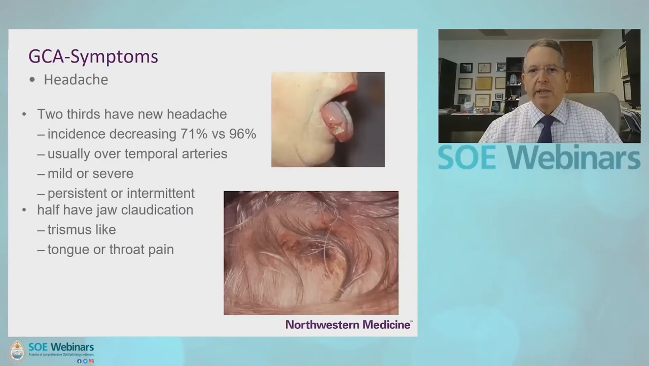Symptoms, of course, headache. Headache is an unusual symptom in an elderly patient that doesn't have headaches. So as soon as you elicit a history of headache, you have to consider temporal arteritis. Two-thirds of the patients have new headaches, but actually, because of our diagnostic threshold and our sensitivity to this condition and its unusual presentations, the actual prevalence of headaches is decreasing because people are recognizing the disorder under other circumstances. Usually the pain is in the scalp and over the temporal arteries, and it could be mild or severe. Occasionally it's intermittent, but most of the time it's persistent. And again, as I mentioned, jaw claudication, which is not TMJ, it's not when I open my mouth, it's when I chew, I progressively get more pain in my jaw, my throat, my tongue, as I'm trying to eat, for instance, chewing a piece of meat.